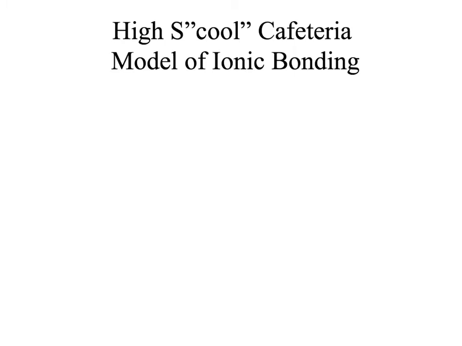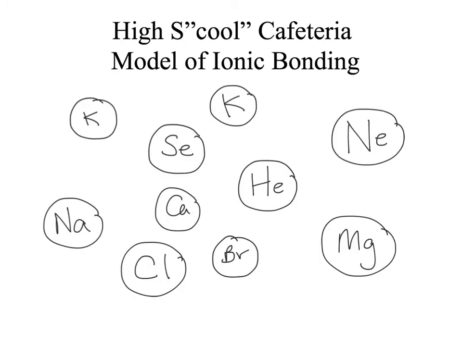So ionic compounds involve a metal and a nonmetal coming together, and an analogy that I like to use is a high school cafeteria, or in this case I call it high school cool cafeteria, for modeling ionic bonding. Let's imagine that each element is a table in the high school cafeteria. So here is our high school cafeteria, and each table represents an element on the periodic table.